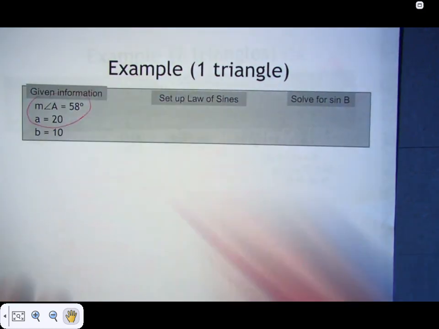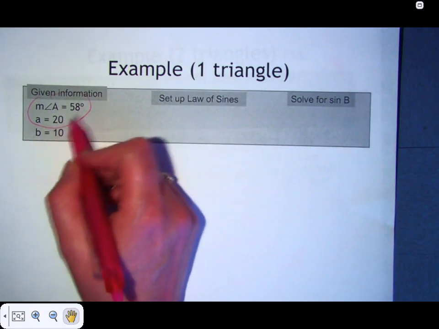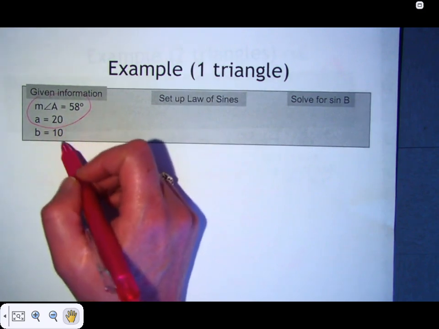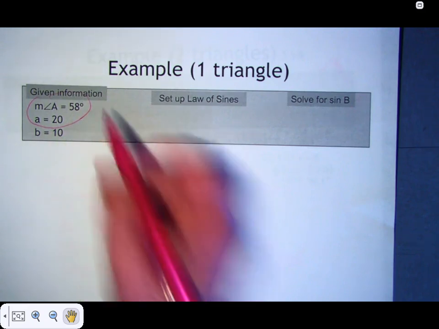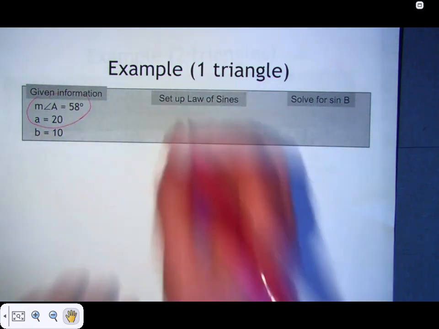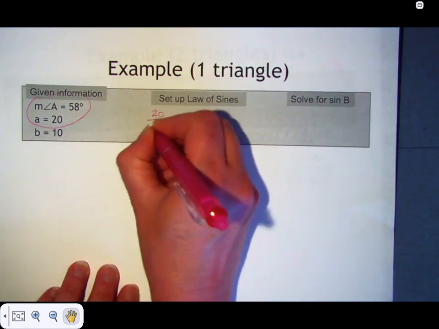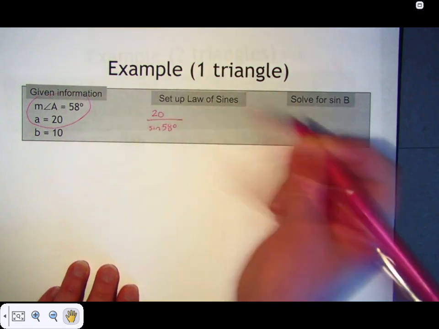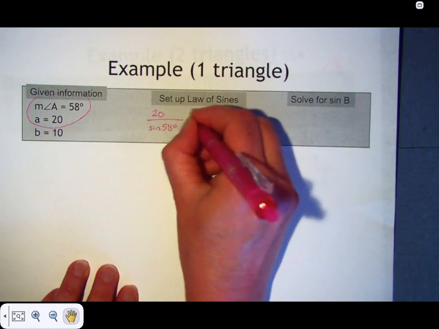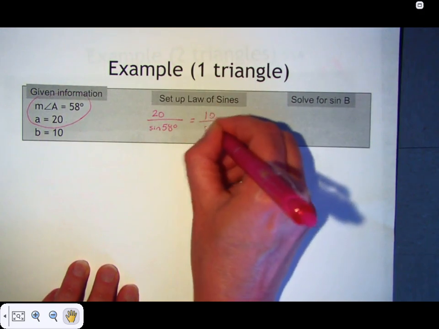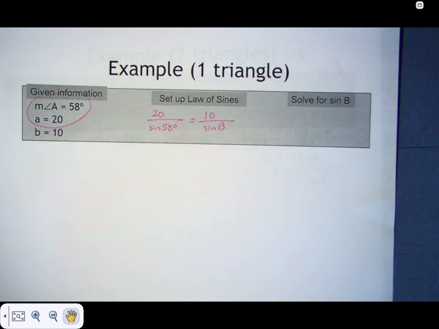I know the law of sines. So you know right here that you've got a side and the angle opposite that side. You know that it's side-side-angle, so that's the bad word. You start out the same way. So we're going to do 20 over sine of 58. That's just a over sine A equals b over sine B. So you're always going to start the same way if it's a side-side-angle.